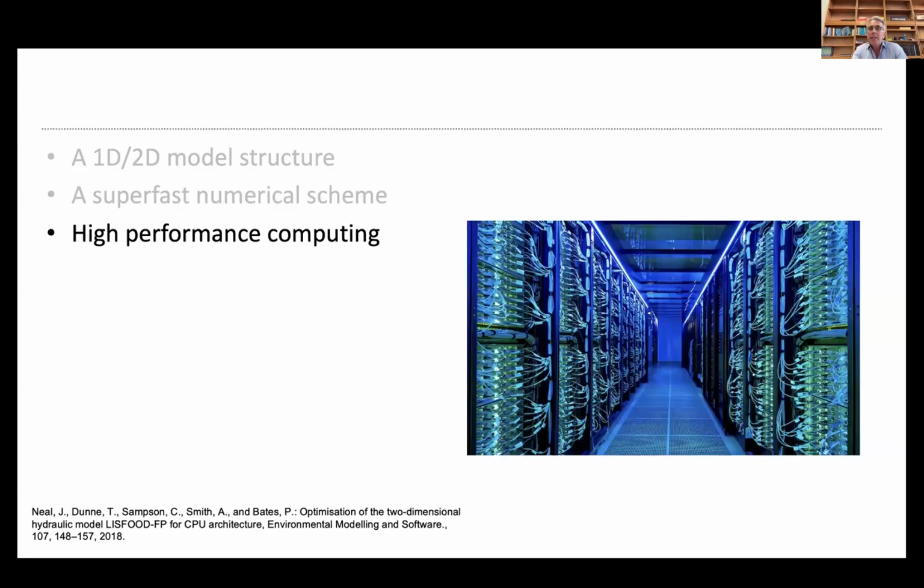Even then, you need to deploy high-performance computing. You'll need to have software engineers work on the code to improve its performance. For example, in this paper here, Jeff Neal and Toby Dunn, who is a trained software engineer, looked at our code and without changing any of the physics, achieved a 10 times speed up just by reorganizing what was going on. You will wait a long time before Intel delivers you a computer chip that is 10 times faster than the one that you've got at the moment.